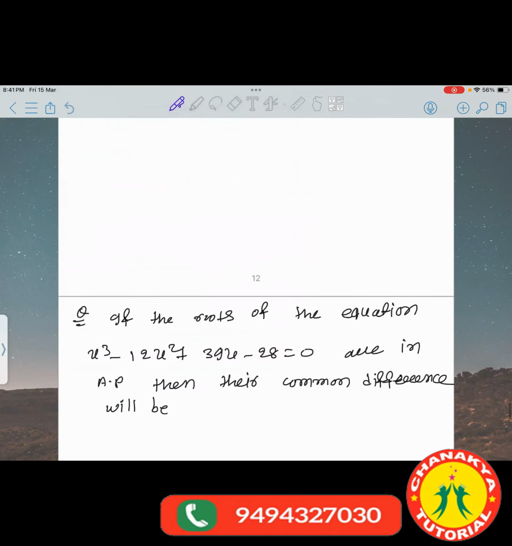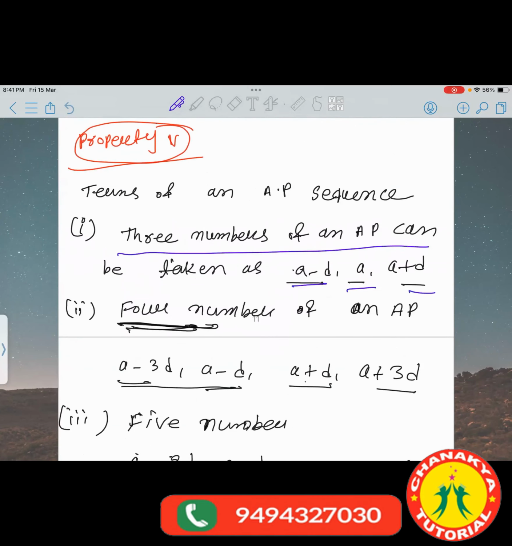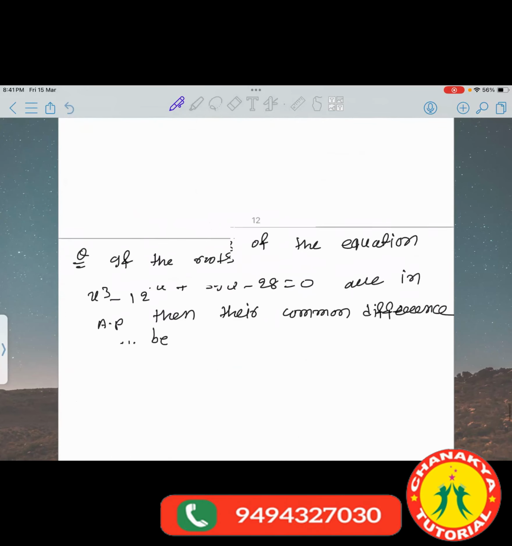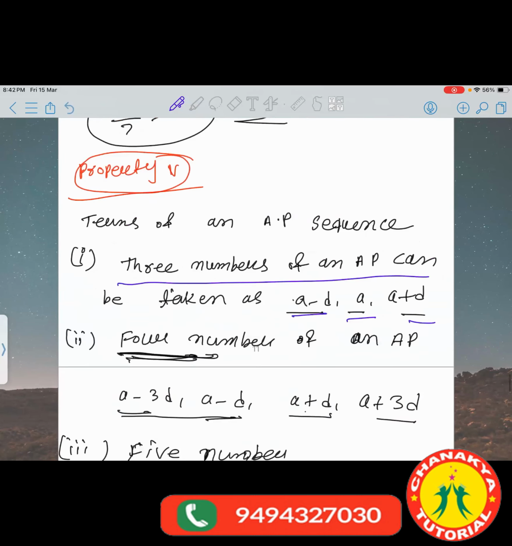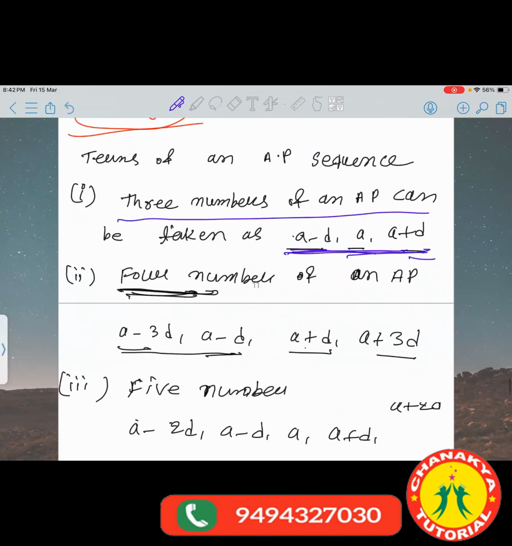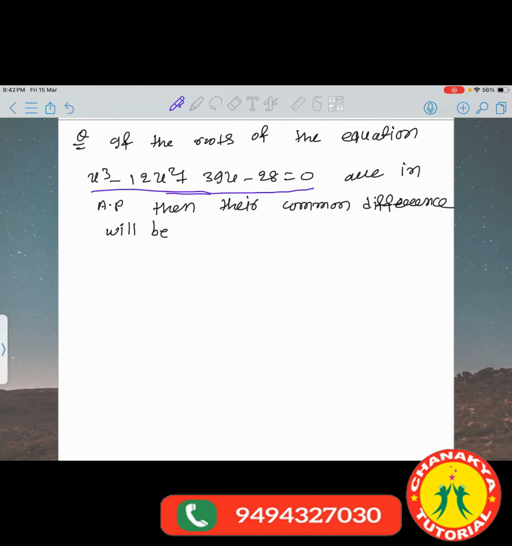Solve it. I discussed now, three numbers are in AP. Let a minus d, a, a plus d. So here given is a cubic equation, right? So cubic equation, three roots. So let the roots be a minus d, a, a plus d, and use the sum of roots and products of roots. We will get the answer. Otherwise, if you do directly, we can't do that. Everyone, try to solve.